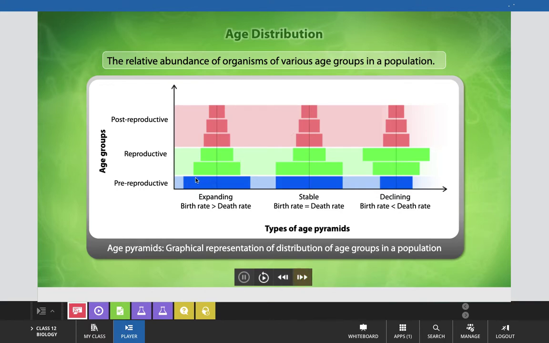Now here you can see that there are three types of age pyramid, and to draw these age pyramids we have to take on the x-axis the numbers, and on the y-axis we can take the age groups: pre-reproductive age group, reproductive age group, and post-reproductive age group.